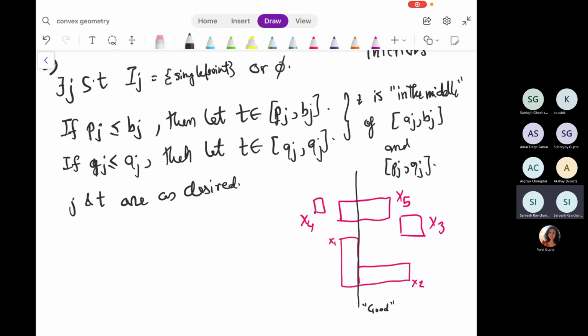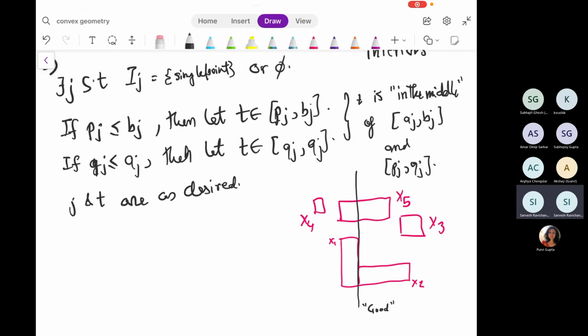Now, what we need to see is not only about X1 and X2. We need to analyze what happens to the rest of the boxes as well, right? So there are two regions here, one to the left and one to the right. Now, what you observe is that X1 is on one side without being on the other side, and X2 is on the other side without being on one side. So what happens to the rest of the boxes? If you look at X3, it's completely to the right. If you look at X4, it's completely to the left, whereas X5 is kind of divided in the middle.